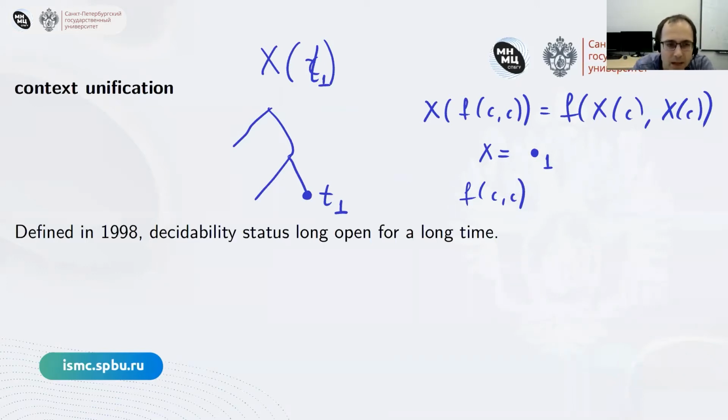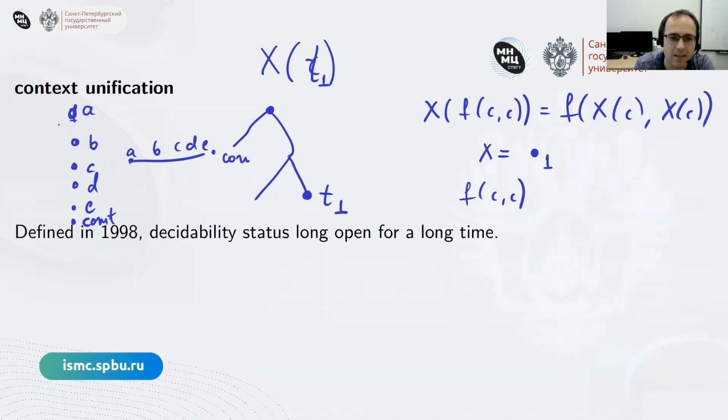Okay, so in particular, if we are allowed only letters of arity 1, then the tree that we can look at is just a vertical tree which has some designated leaf at the very bottom. When you rotate it by 90 degrees, then those letters A, B, C, D, E and a constant at the end. This constant can be removed because it has to be there anyway. So this can be viewed as a word. Therefore, context unification generalizes the word equations.